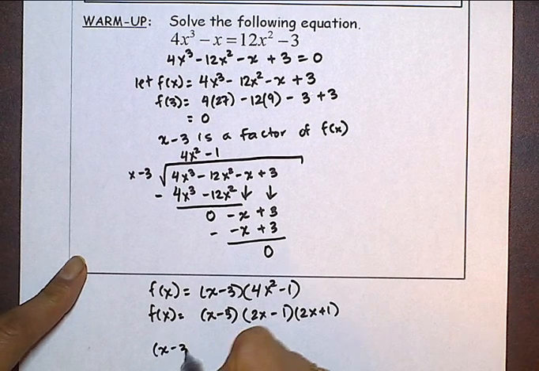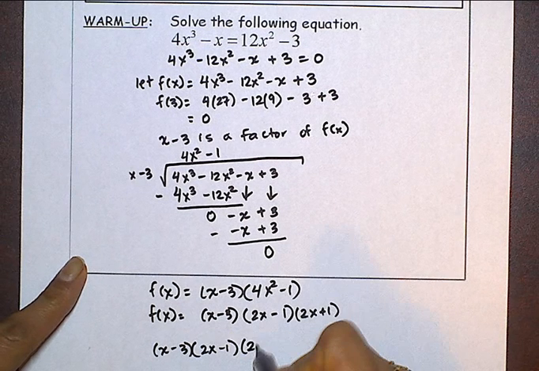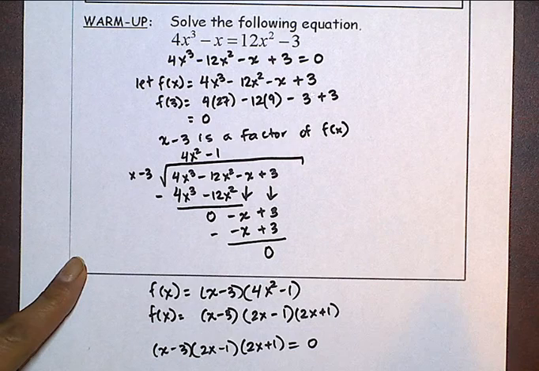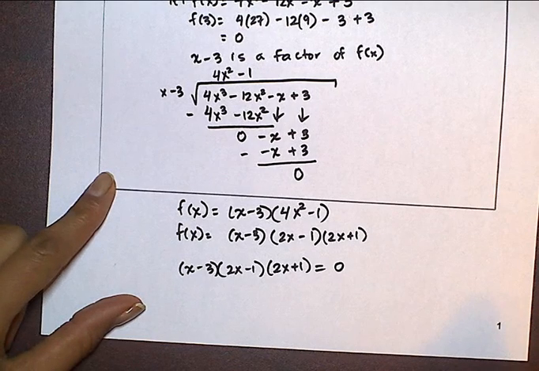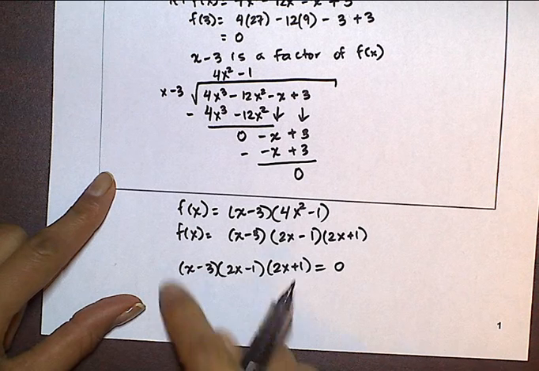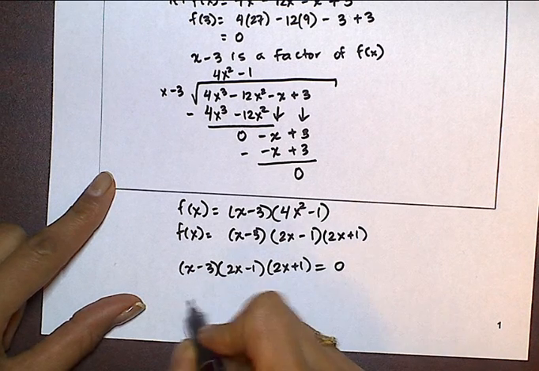And let's go ahead and just figure out what x would equal in each one of those cases. So x equals 3, x equals a half, and x equals negative a half. So that's basically our answer to this question.